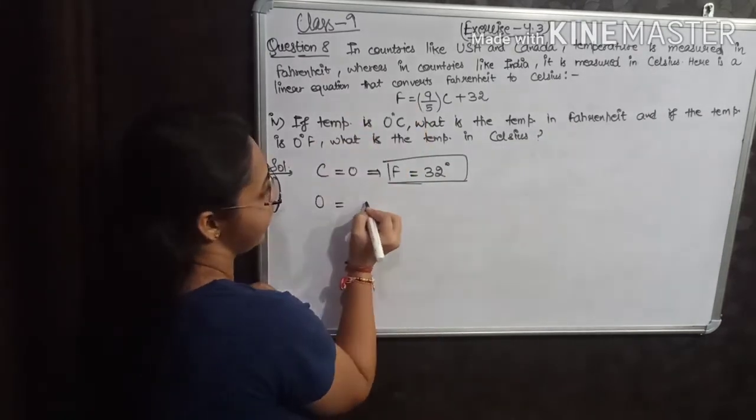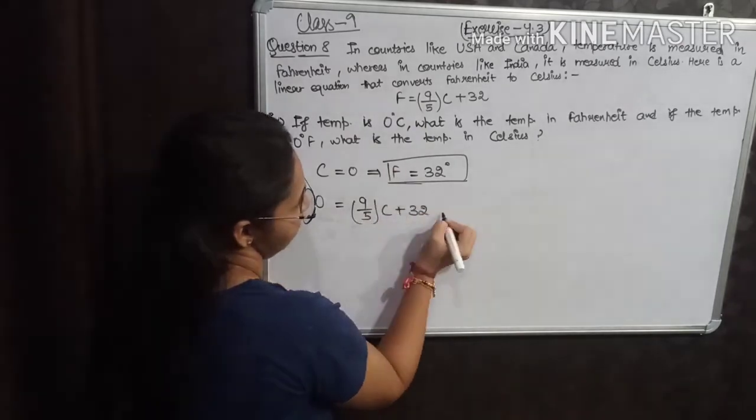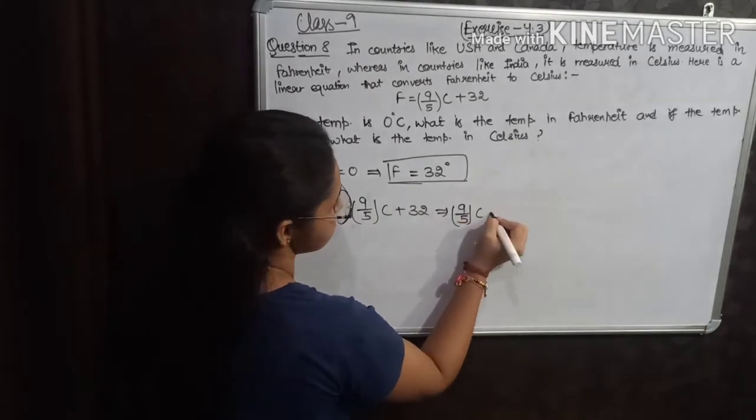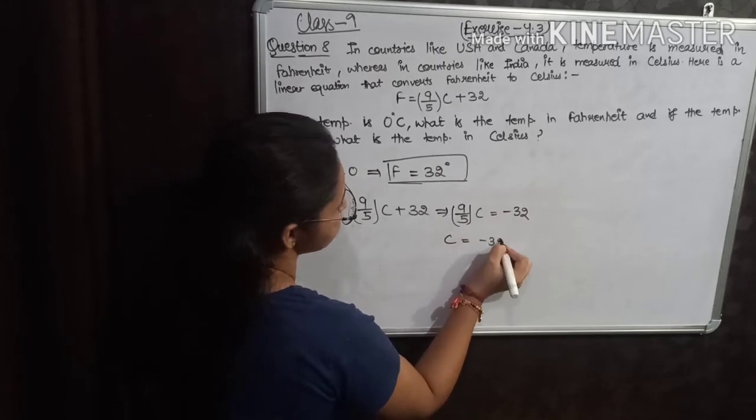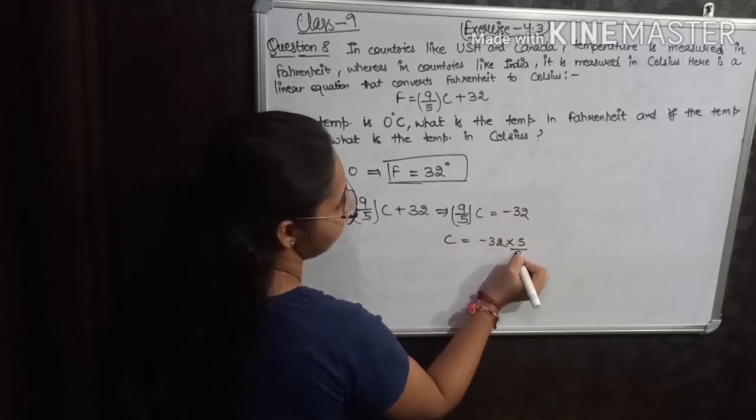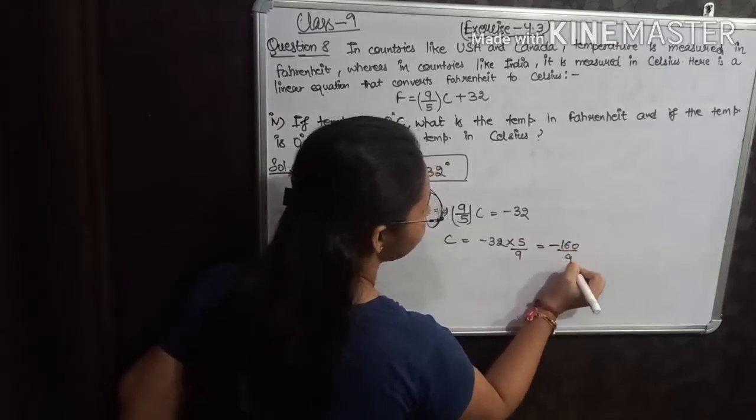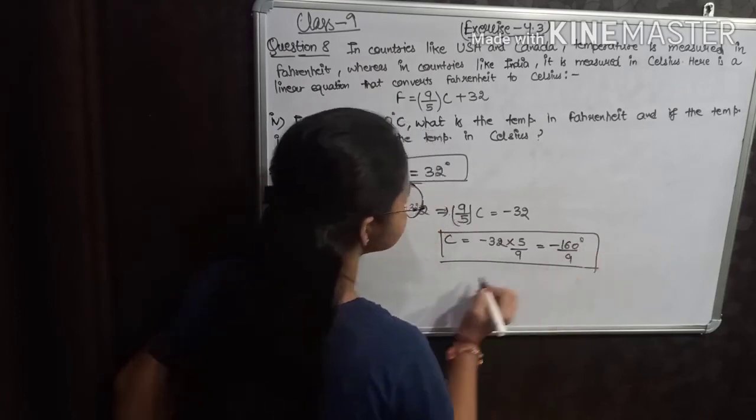And if the temperature is 0 degrees Fahrenheit, it means the value of F is 0. Put 0 equal to 9 by 5 C plus 32, and you find the value of C. 9 by 5 C is equal to minus 32 and C will be minus 32 multiply 5 by 9. It will give you minus 160 by 9. This is the temperature in Celsius.